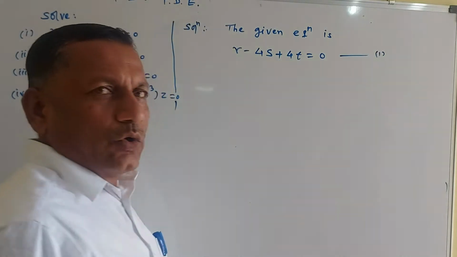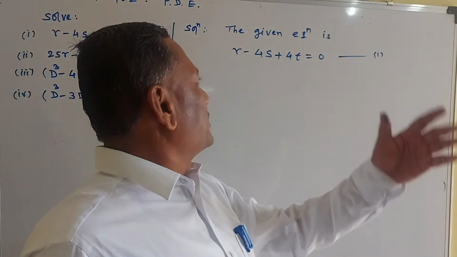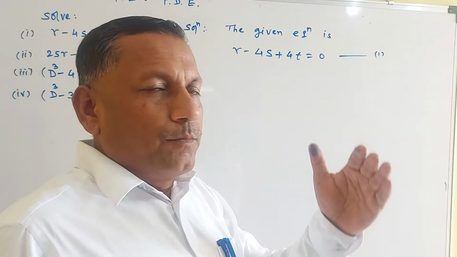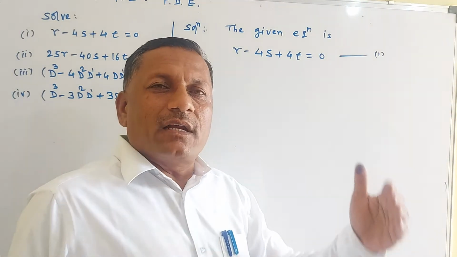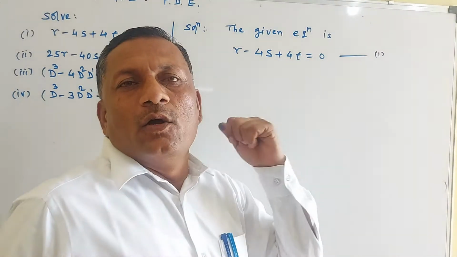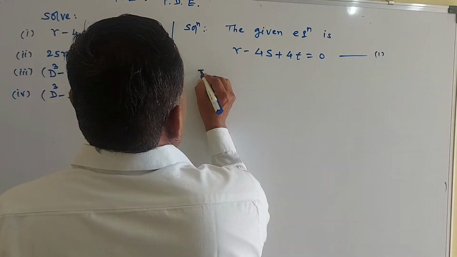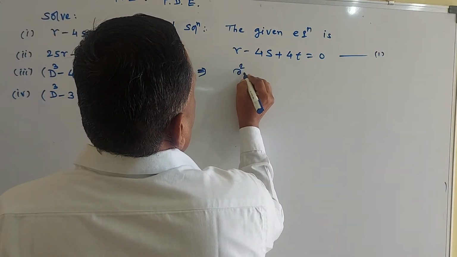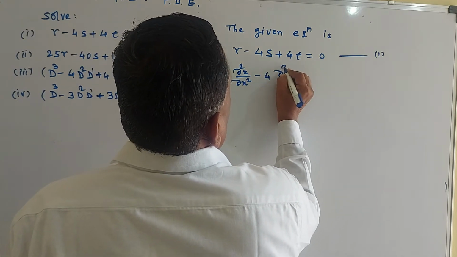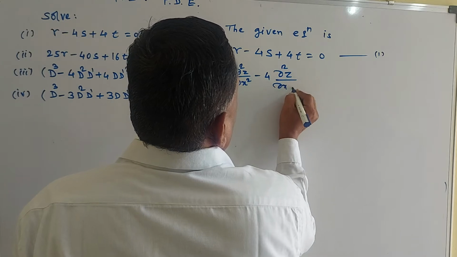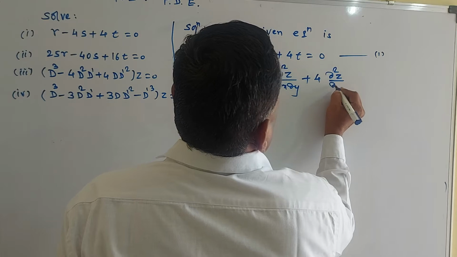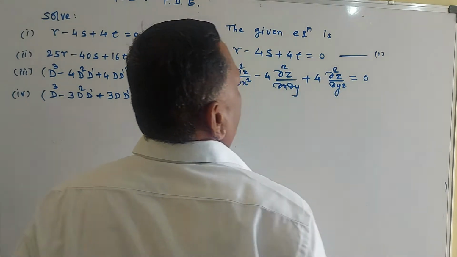You know what r, s and t are. p means dou z by dou x, q means dou z by dou y, r means dou 2 z by dou x square, s means dou 2 z by dou x dou y, and t means dou 2 z by dou y square. So this equation can be written as dou 2 z by dou x square minus 4 into dou 2 z by dou x dou y plus 4 into dou 2 z by dou y square is equal to 0.